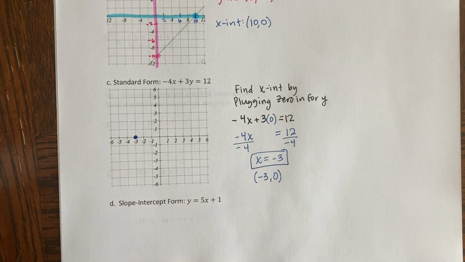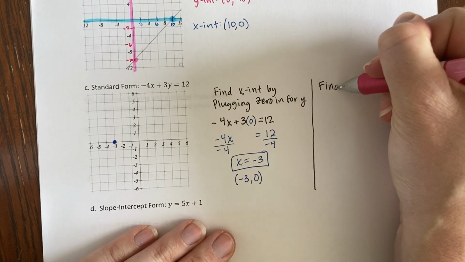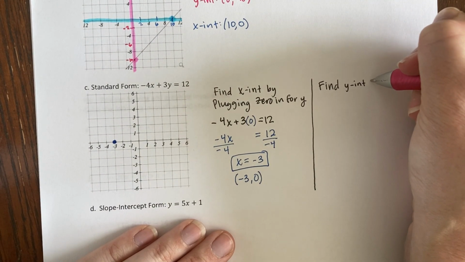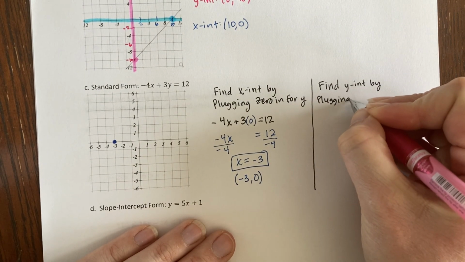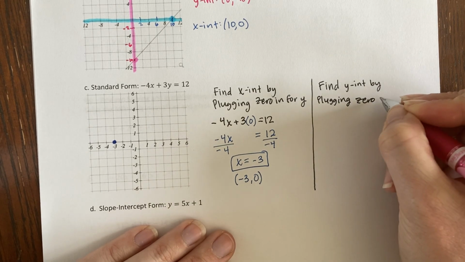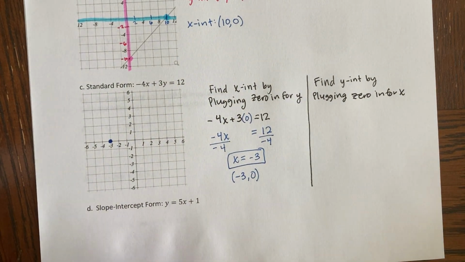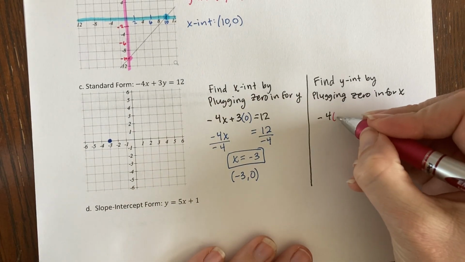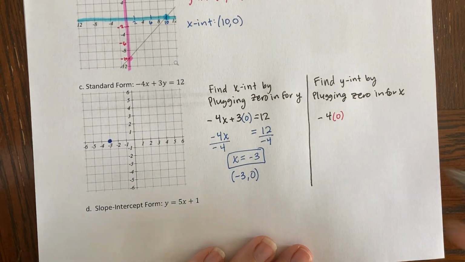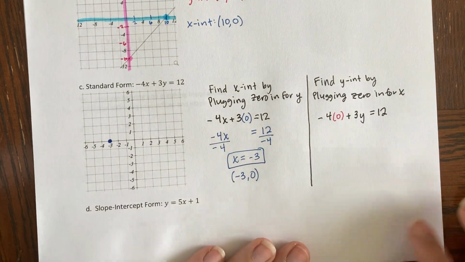Now I'm going to find the y-intercept. So to find the y-intercept, I'm going to be plugging 0 in for the x. That means I have -4. I replace the x with a 0. Plus 3y equals 12.